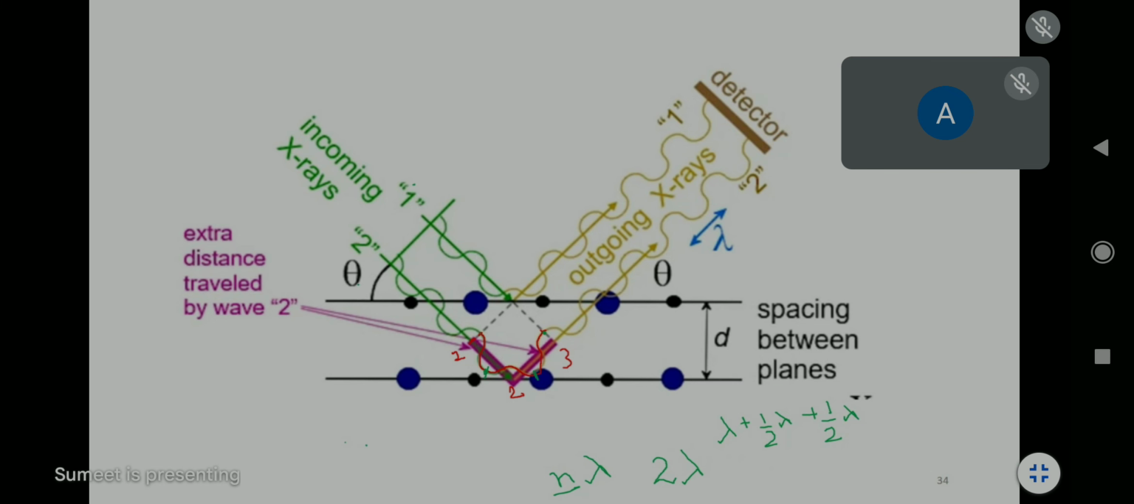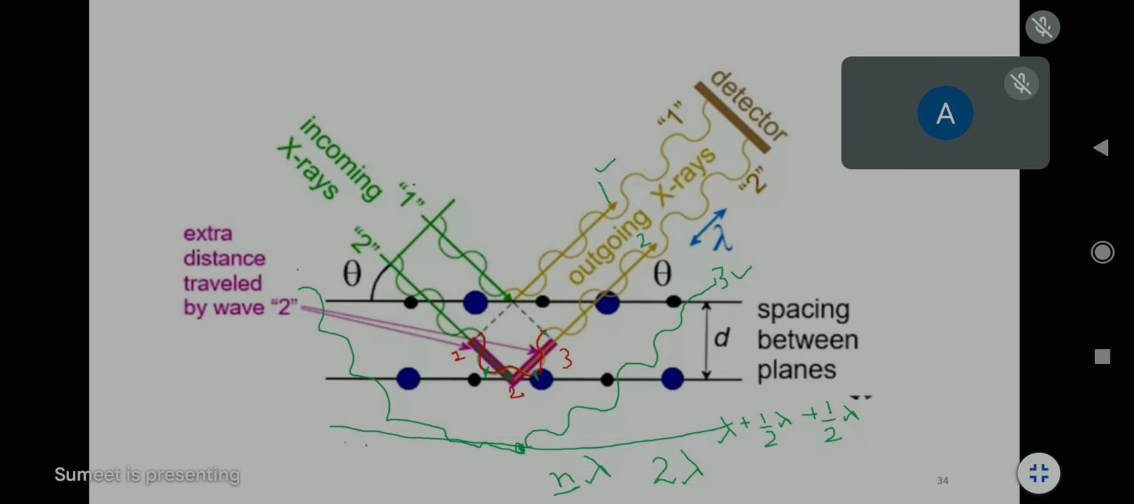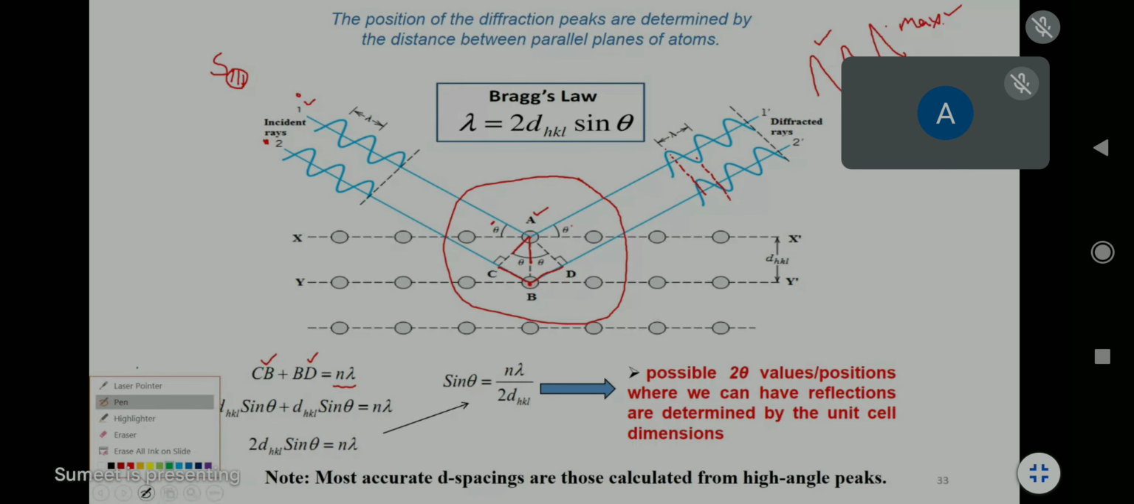So suppose there is another plane here, a third plane, and another wave which is getting reflected from this point has to interact with wave 1. Suppose this is 1, this is 2, this is 3. Now suppose 1 and 3 are interacting with each other. Then obviously this extra distance for wave 3 will be different from wave 2, and the n will change here. So this is what I wanted to convey from this. So we have to write that this extra distance is n lambda.